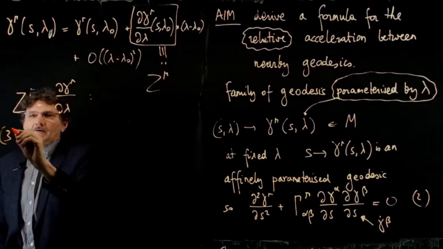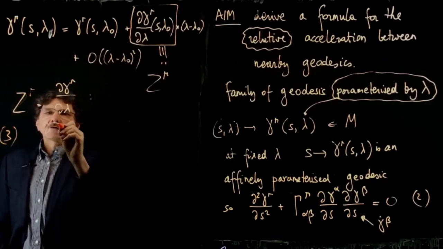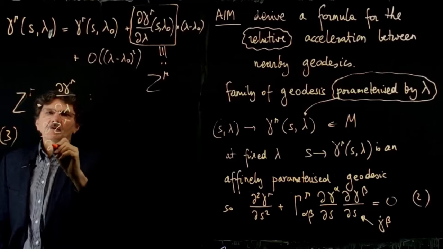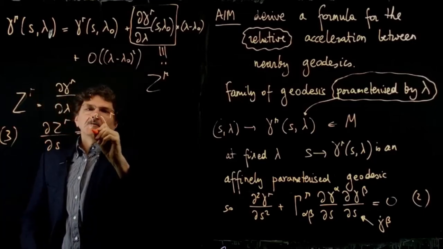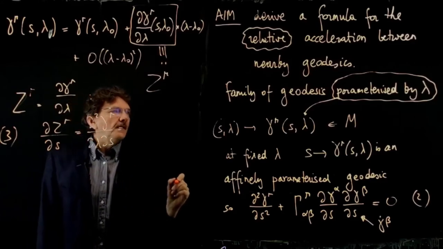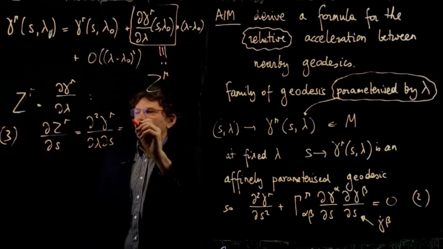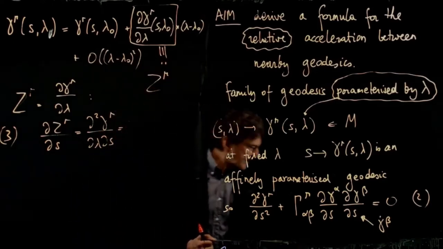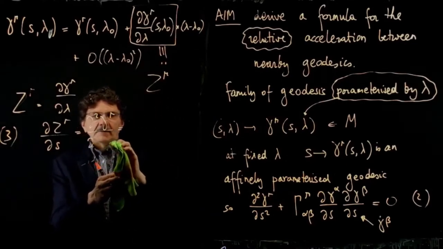I'm going to note an equation which I'm going to use before. If I take the partial derivative of mu with respect to S, then this is d2 gamma mu over d lambda ds. And this is the same as if I change the order of derivations. Well, I already changed it here.